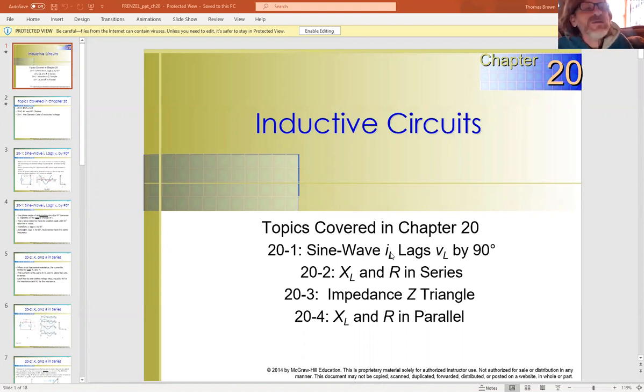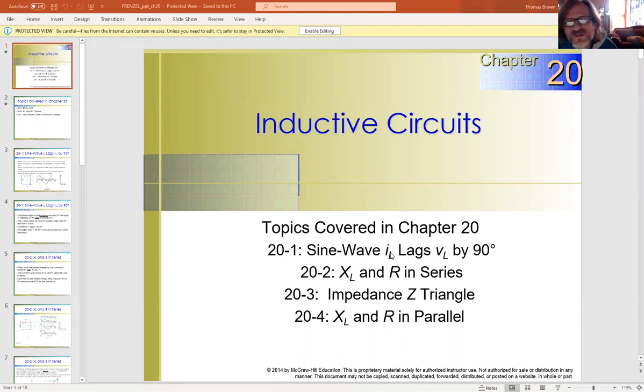Excuse me. So, yeah, big surprise, chapter 20. But here we go into inductive circuits. So now we're looking at the actual response of inductors. Let's see some of the characteristics. We're going to mix just like we did with capacitors. You examine the inductor alone and look at its characteristics.